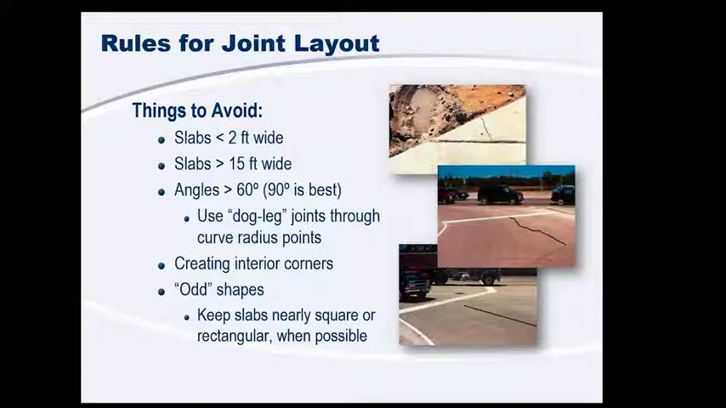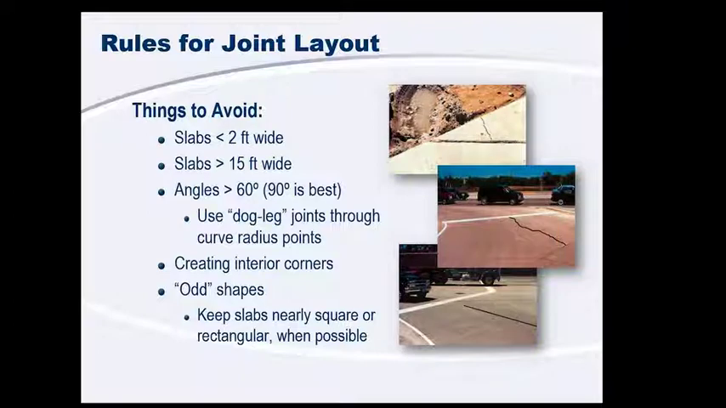So some things to avoid: we definitely want to avoid odd-shaped slabs. We don't want them to be too small, we don't want them to be too big, we don't want them to have too many sides. Those odd-shaped panels are the ones that are most prone to cracking. We also don't want to have sharp angles. We don't want to have anything below 60 degrees if possible.